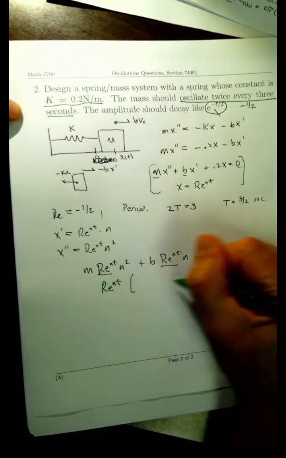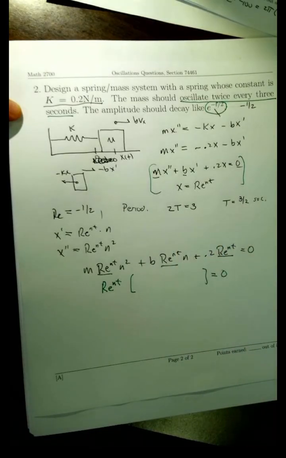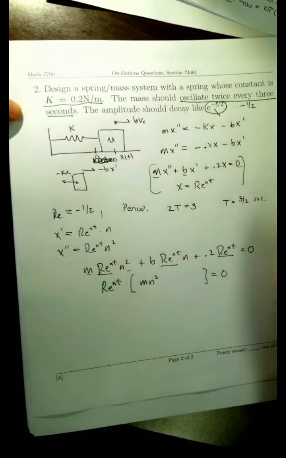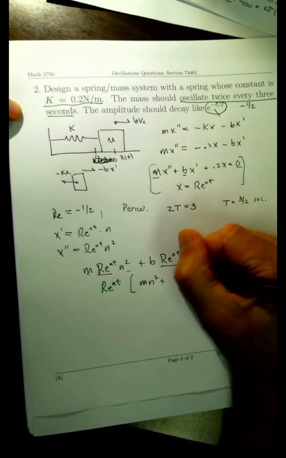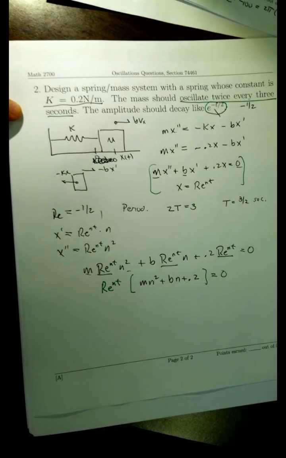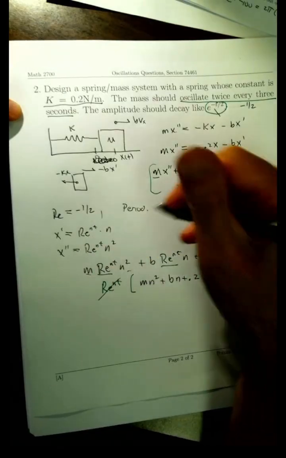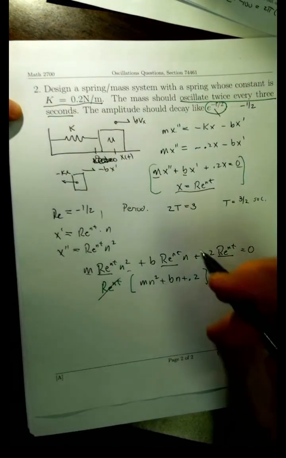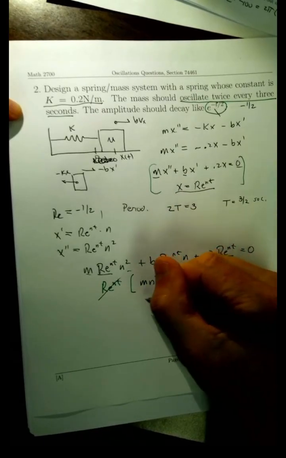Every term has an r e to the nt, so I can factor that out. So I'm left with m n squared in the acceleration term. The friction term is b times n. And the spring force just gives me 0.2. That is my position, right, so I don't want that to be just 0. So that means this thing has to be 0.